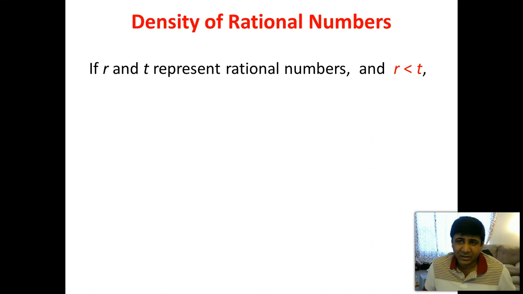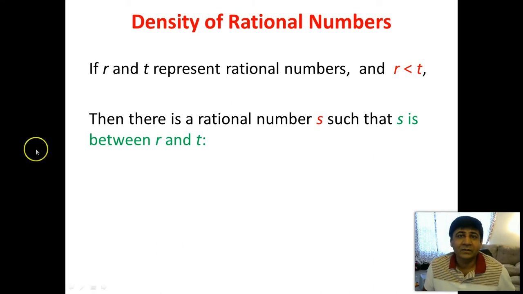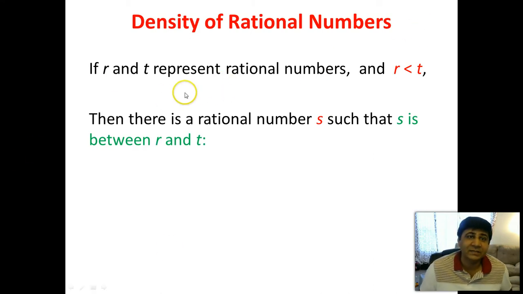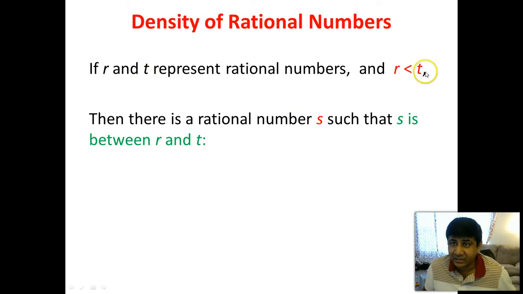Not that important, but let me go over it very quickly. It's density of rational numbers. It says that if R and T are two rational numbers such that T is bigger than R, then we will have something in between as well. Let's call it S. Then S will be between R and T there.